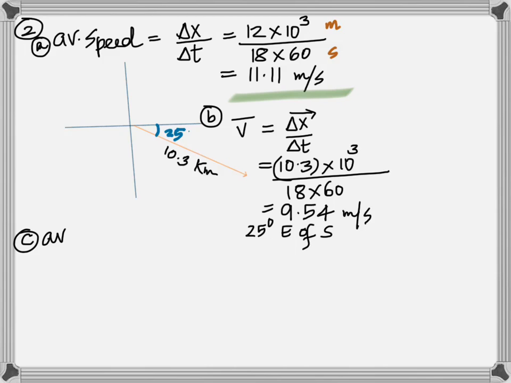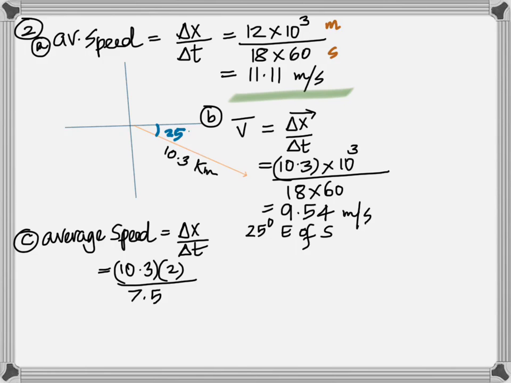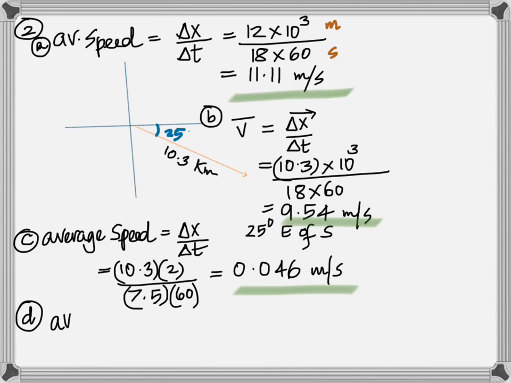And the C part says if she returned home by the same path 7 hours and 30 minutes after she left, what was her average speed and velocity? So now to find the average speed, you've got to take the total distance. She came back by the same path, so the distance is 10.3 multiplied by 2. That's in kilometers divided by time. So now change it, and you get 0.046 meters per second.